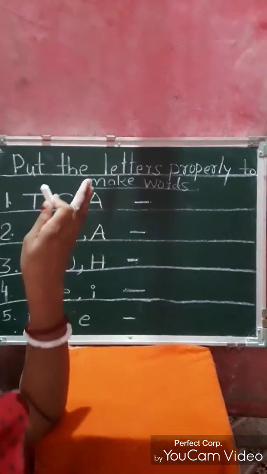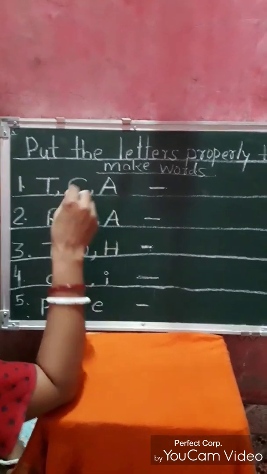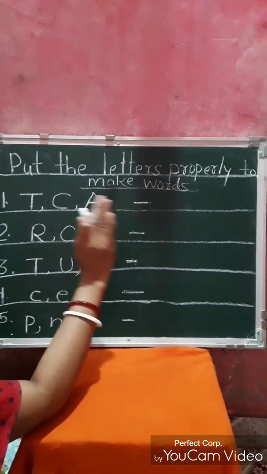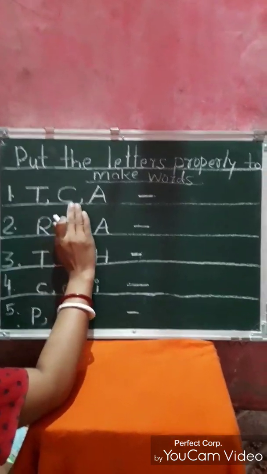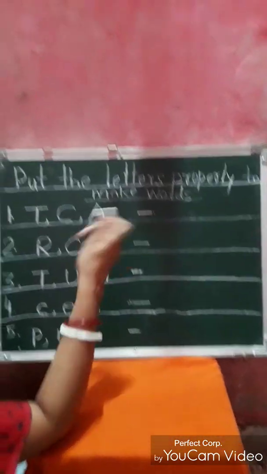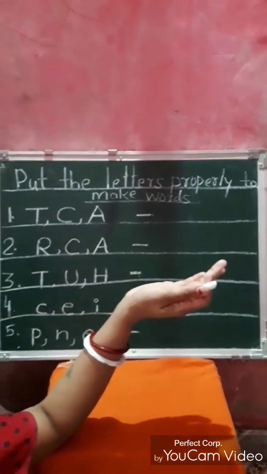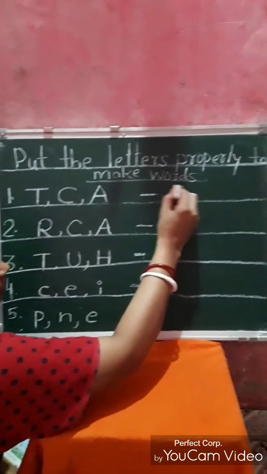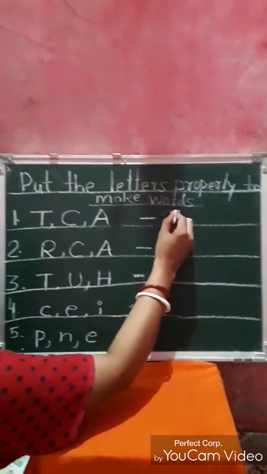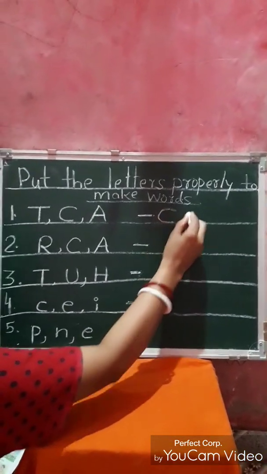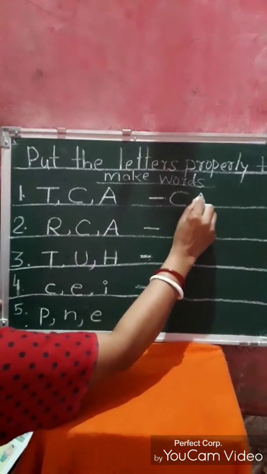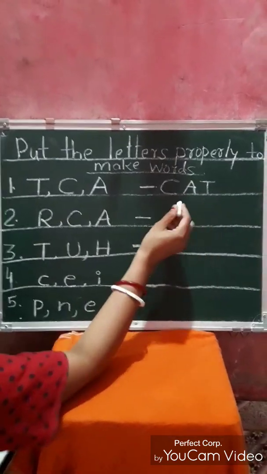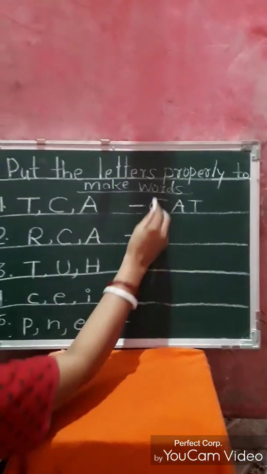So let us move to our next step. T, C, A separately do not have any meaning, so we are going to make a word that has some meaning with the help of these 3 letters. Look here, we write C first, then A, then T. C-A-T. C-A-T means cat. Cat means Billy.